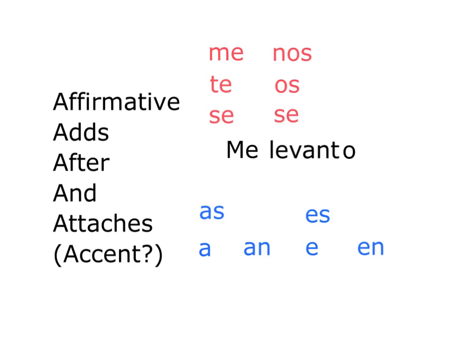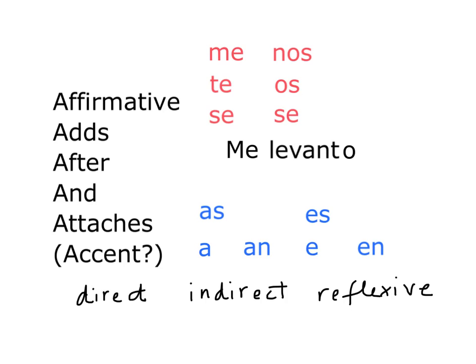Okay, now let's take a look at adding pronouns, direct object pronouns, indirect object pronouns, or reflexive pronouns to command forms. When we're making affirmative commands, remember, affirmative adds the pronouns after and attaches them always, and sometimes they need an accent. So I'm going to take this sentence here, me levanto, I get up, and I want you to make it into an usted command. So get up.